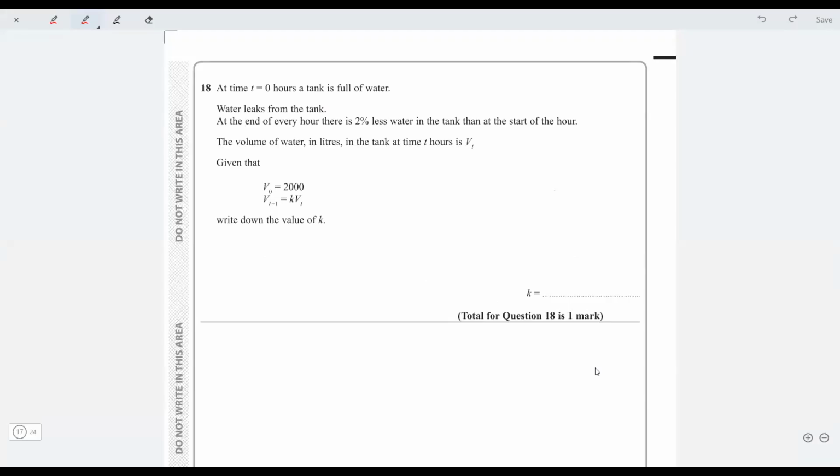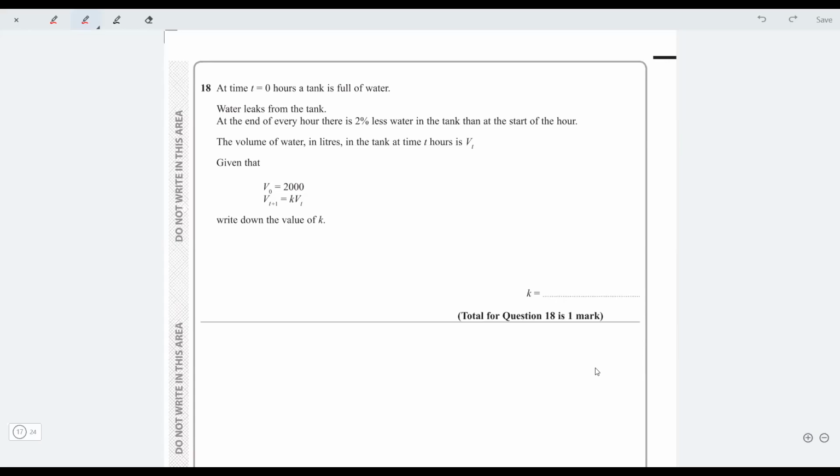Let's have a look at answering the remaining questions of this paper. So, at time t equals 0 hours, a tank is full of water. Water leaks from the tank. At the end of every hour, there is 2% less water in the tank than at the start of the hour. The volume of water in litres in the tank at time t hours is Vt. So given that V0 is 2000, so that's what it starts off with.